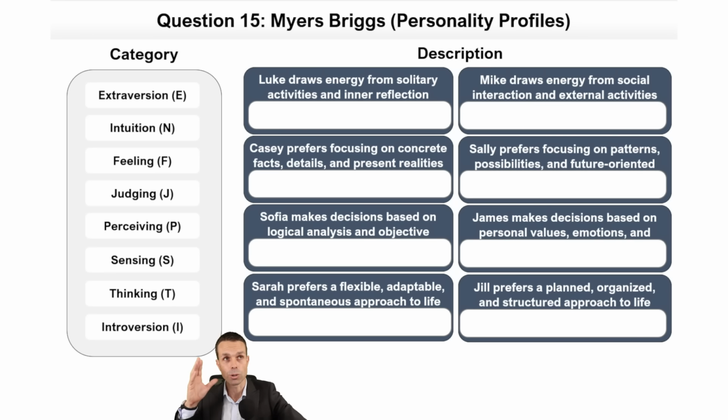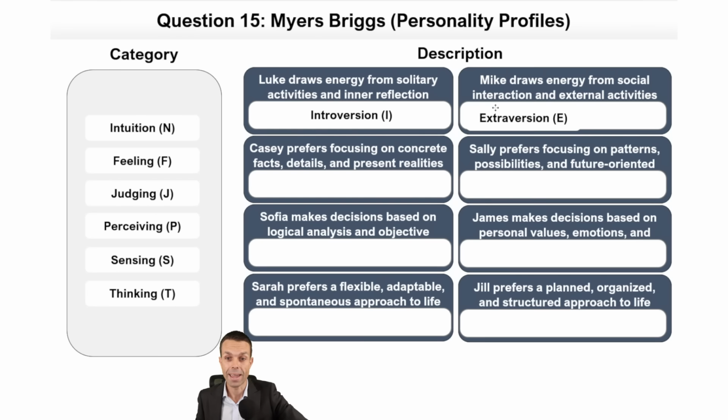And that shows that we have emotional intelligence. So it's part of emotional intelligence. Now, this is not too hard. Once you know this, it's not too hard. So if we're drawing energy from solitary activities, we are introverted. We're doing them ourselves. But if we draw energy from social interaction and external activities, we're extroverted.